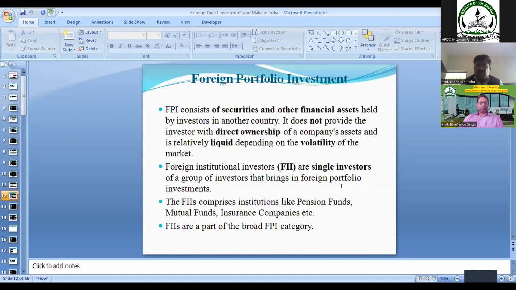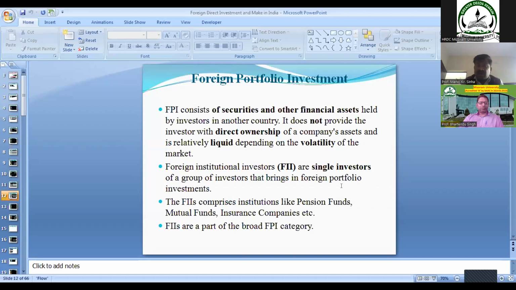FPI is more liquid and it depends on the volatility of the market. If there is a higher return in India, then foreign investors may switch over the investment from other countries to India. If the rate of return is higher in another country, then the foreign portfolio investor will withdraw the money from the stock market in India and invest in the other country.